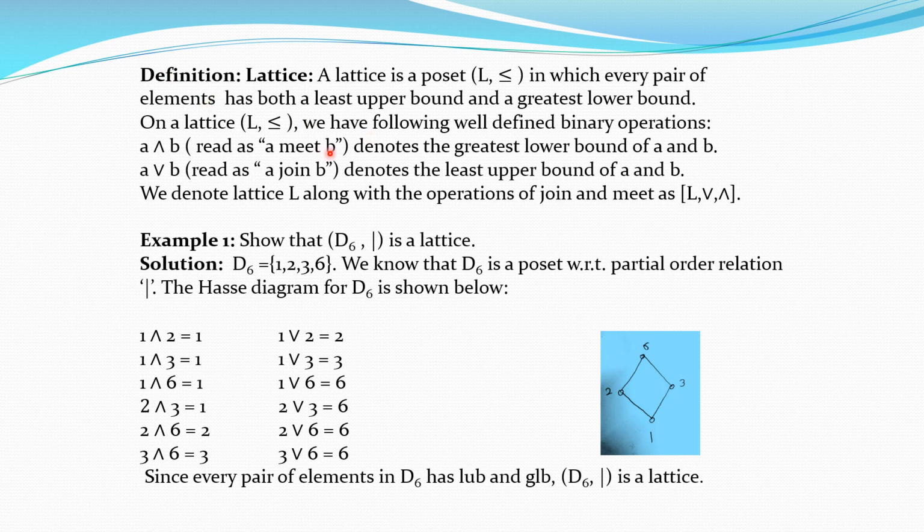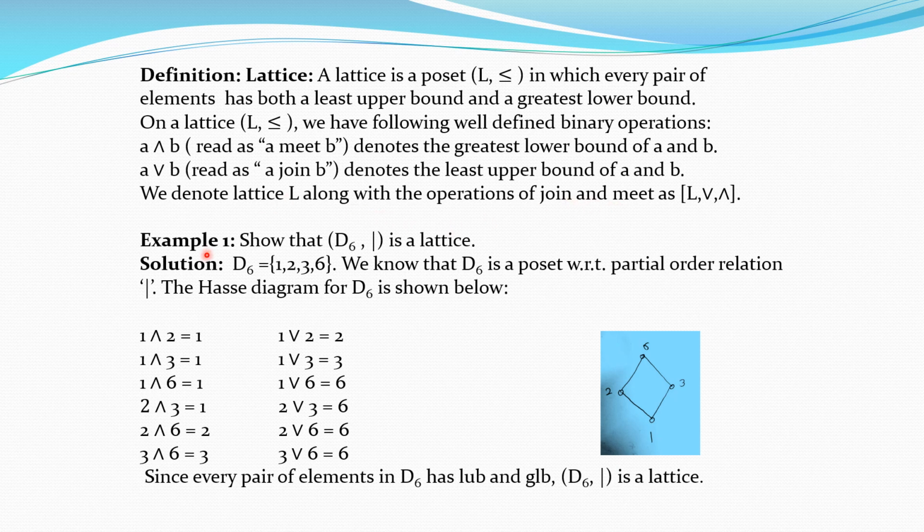Now see what a lattice is. First of all, a lattice is a partially ordered set in which every pair of elements, meaning if you consider any two elements from that lattice, then for that two-element set it has a least upper bound as well as a greatest lower bound. Now we define two binary operations on that lattice L: one, A meet B, which is the greatest lower bound of A and B, and another, A join B, which is the least upper bound of A and B. Together with these binary operations, we denote the lattice L as (L, join, meet).